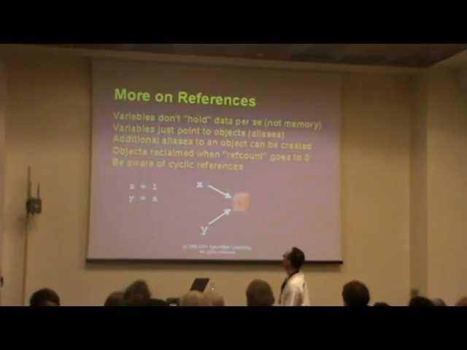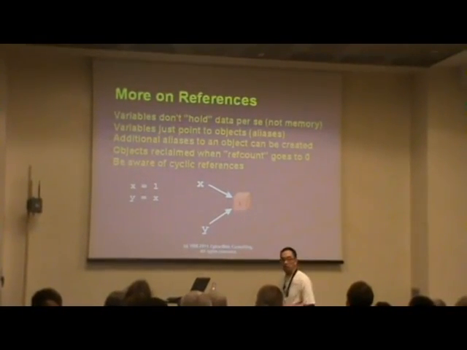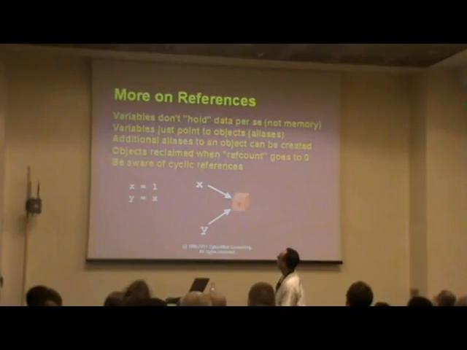And again, when x and y are gone, let's say they're local variables in a function, they will go away, and if nothing else is interested in my object anymore, then it's flagged for garbage collection. So reference counting is an easy way to do memory management.